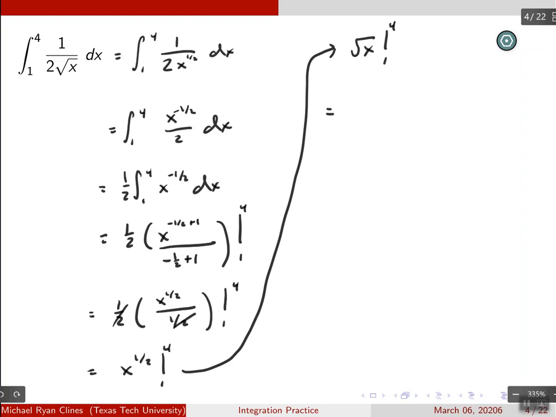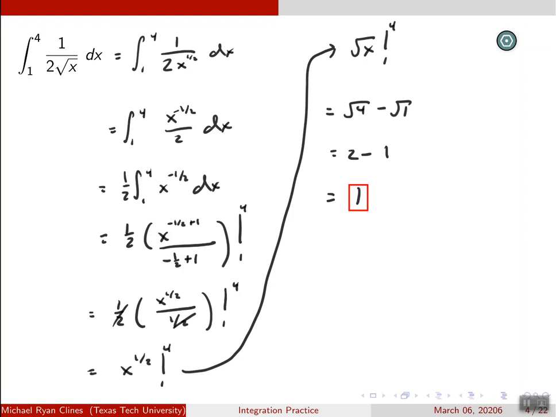And all that's left now is to do the fundamental theorem step, where we take the two limit points, 1 and 4, plug them into the antiderivative, take their difference, and we get our answer. So this is equal to the square root of 4 minus the square root of 1. Well, that's just equal to 2 minus 1, which is just equal to 1.